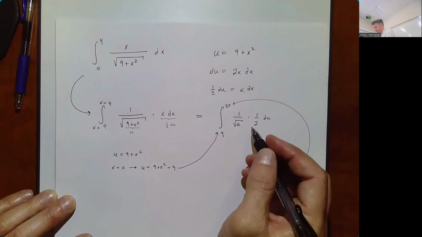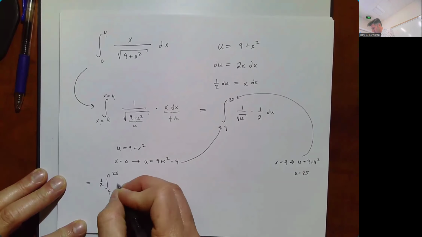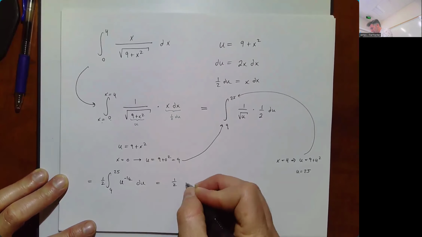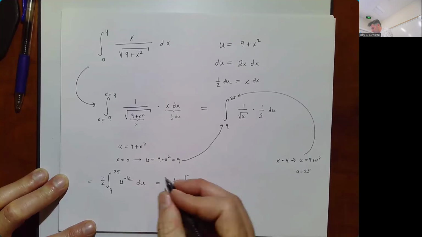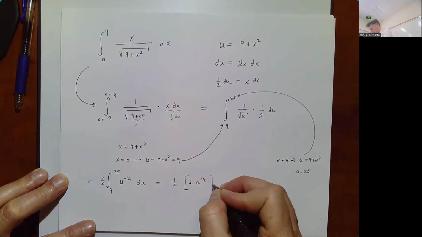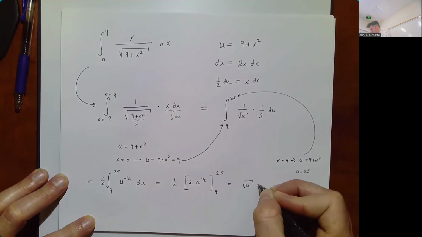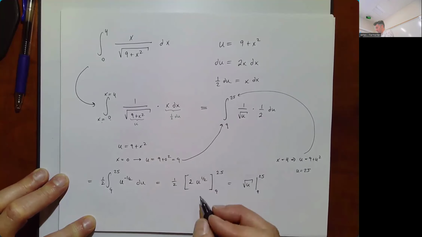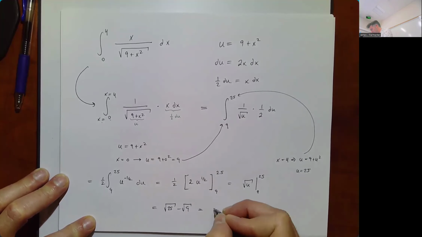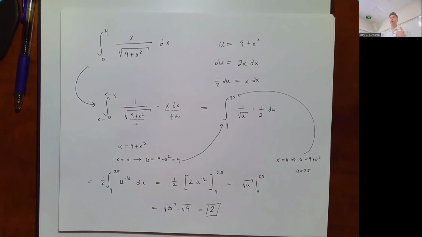So doing it this way, here's what we're going to get. We're going to get the integral from 9 to 25 of 1/2 times u to the negative 1/2. We're going to antidifferentiate. We get 1/2 times the antiderivative of u to the negative 1/2, which is u to the positive 1/2 divided by 1/2, which is multiplying by 2, evaluated from 9 to 25. And then I'm just going to write that as the square root of u evaluated from 9 to 25, because the 2 and the 1/2 cancel. And then I just get the square root of 25 minus the square root of 9, which is 5 minus 3, which is 2. And that is how I would recommend doing a problem like this.